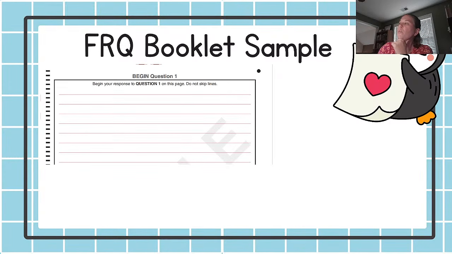Okay, so this is what your booklet is going to look like. At the top is going to say, begin question 1. Begin your response, question 1, and it says, do not skip lines. Hey, you see this big do not skip lines? That's talking about in between every single thing. If you write a paragraph and then you skip a line, and then you write another paragraph and then you skip a line, don't freak out. Please, it's fine. Do not rewrite. None of that. You're perfectly fine.